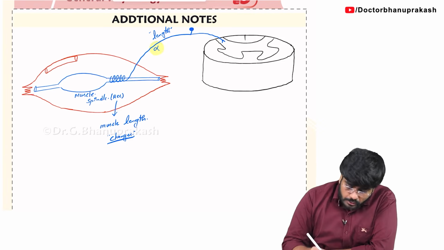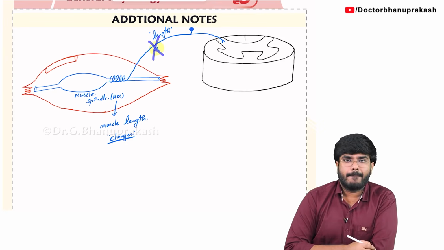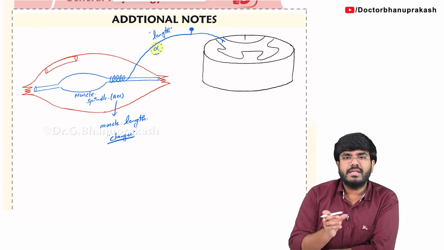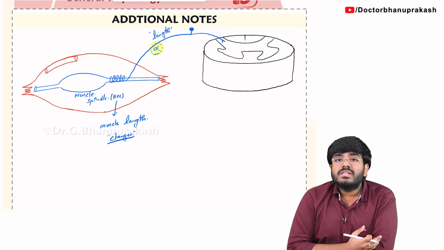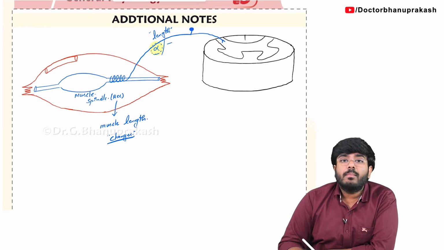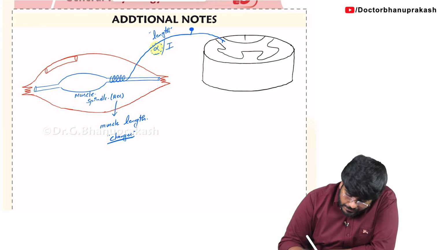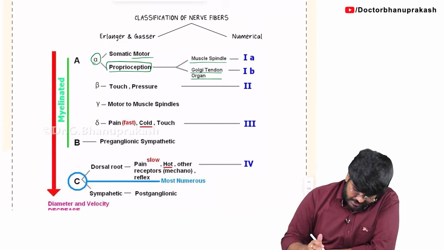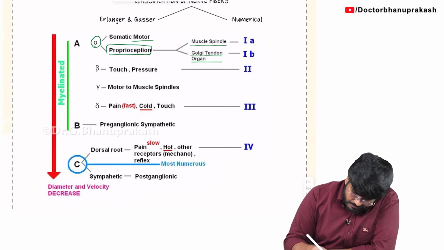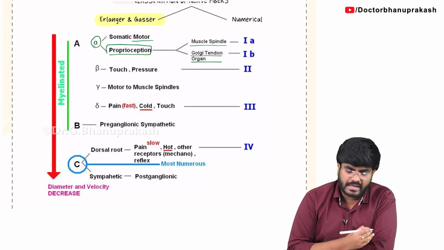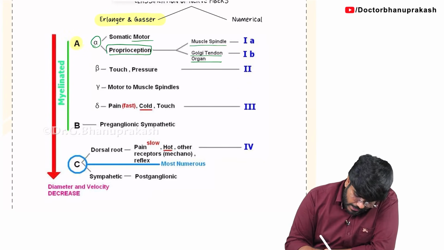So in order to take out this confusion, according to one classification, they are considered as alpha because of the size and myelination. Even though it is alpha, it is given one more name, that is 1A. So the same alpha, according to one classification, the Erlanger-Grasser classification, is A alpha.